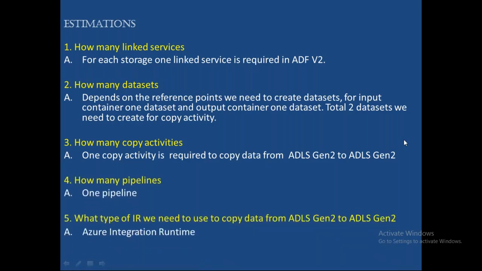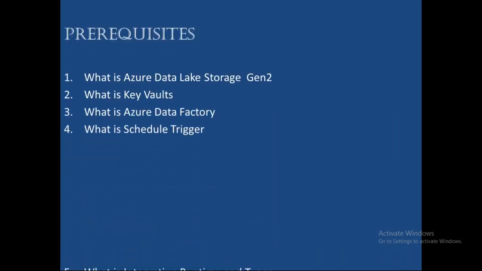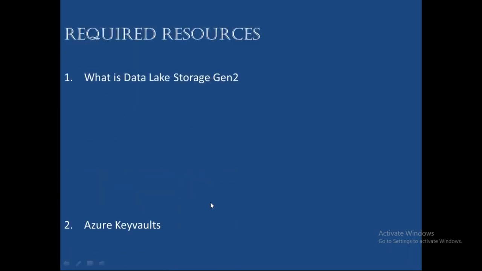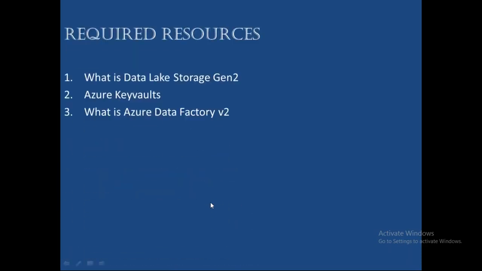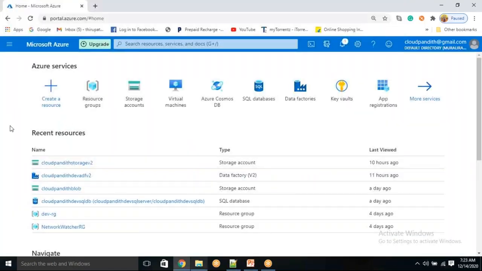What type of IR are we going to use? Azure integration runtime. Prerequisites: we know Data Lake Storage, keywords, Azure Data Factory, schedule, trigger, integration runtime, linked service, dataset, activity, and pipeline. All these things we are aware of. Now the required resources: Data Lake Storage Gen 2, Azure Key Vault, and Azure Data Factory V2. These are the 3 resources we need. Let's go and do the demo now.